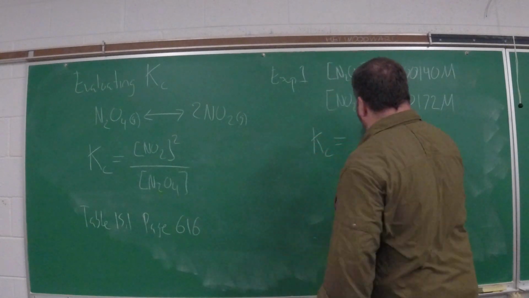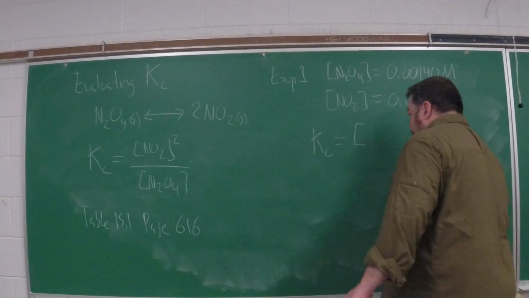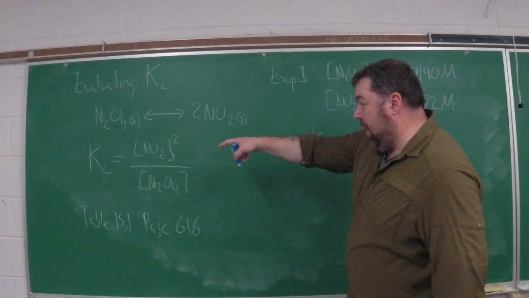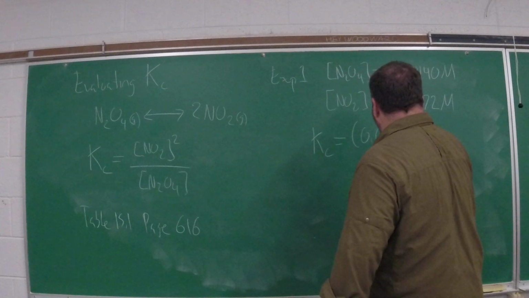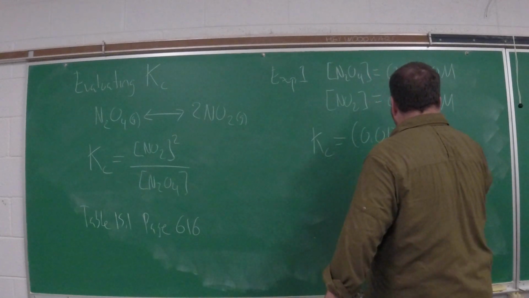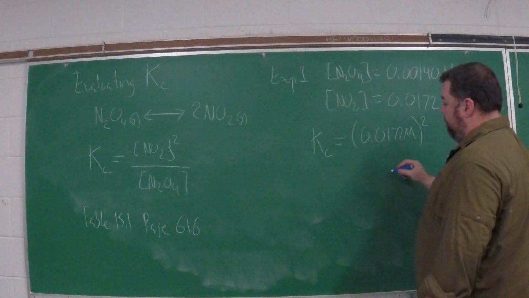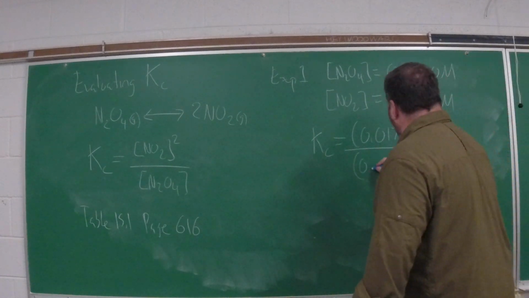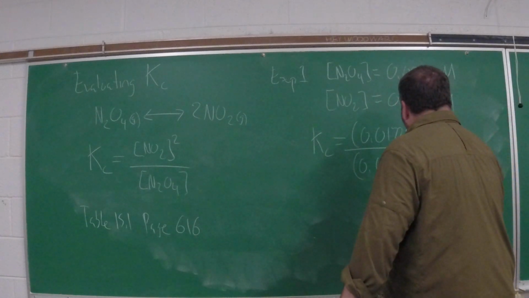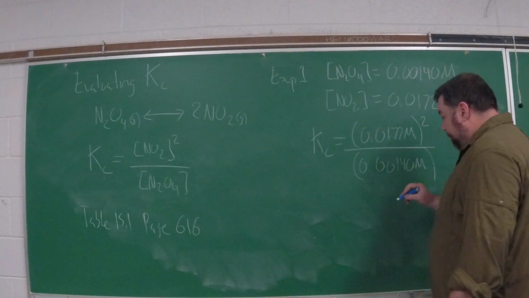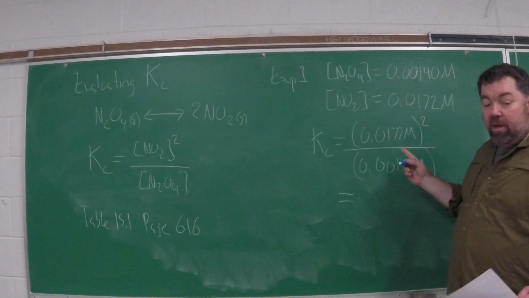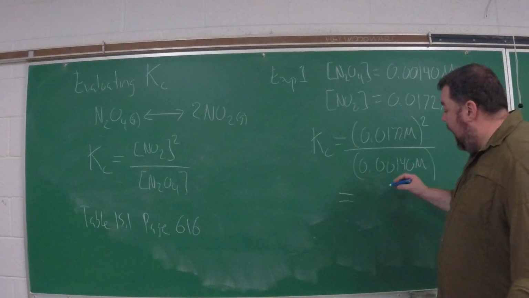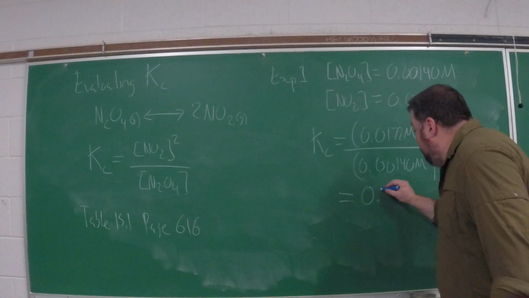So we're going to plug them into that expression. Whoops, don't want brackets there. The equilibrium concentration of NO2 squared, divided by the equilibrium concentration of N2O4. Plug that into your calculator. Then you're going to set this equal to 0.211.